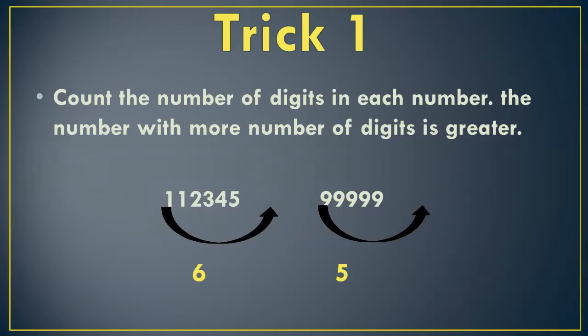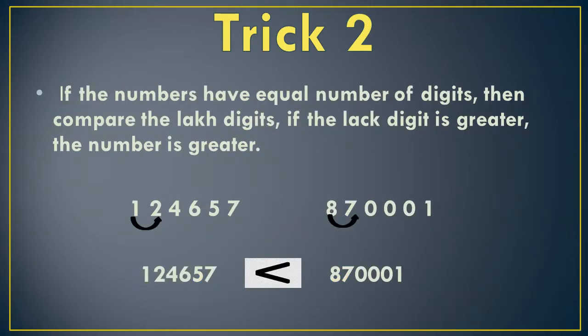Now what is the second trick? If the numbers have an equal number of digits, then compare the lakhs digit. If the lakh digit is greater, the number is greater. So we are talking about 6-digit numbers. In a 6-digit number, the first digit is the lakhs digit.